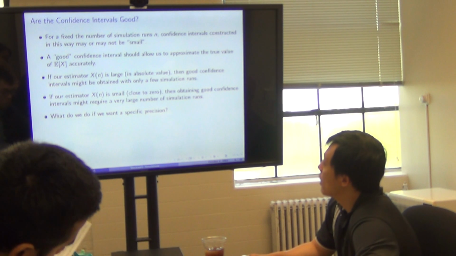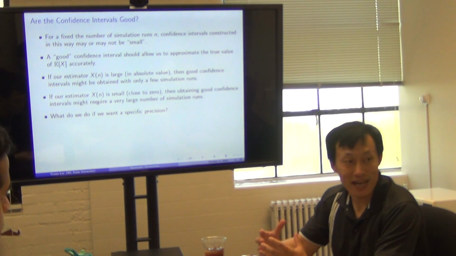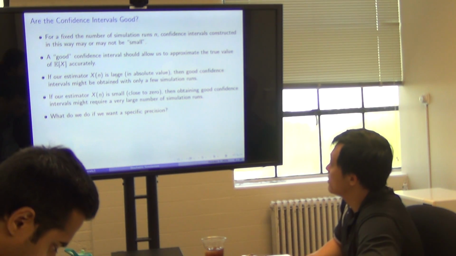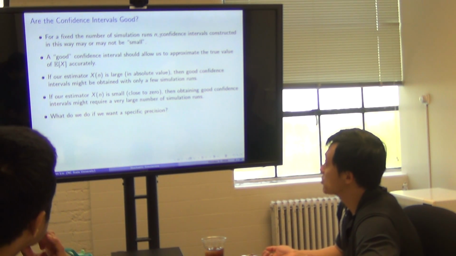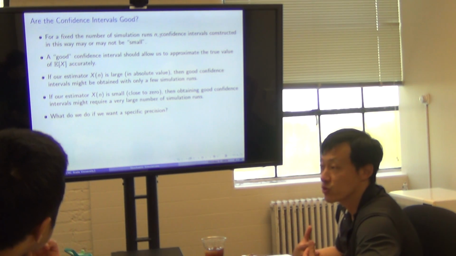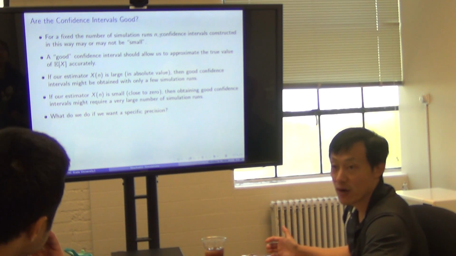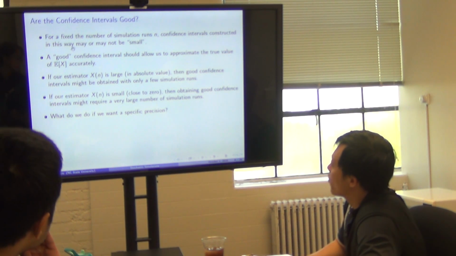Here are the issues. Are the confidence intervals good enough, meaning, are they small enough? For a fixed number of simulation runs, let's say this is your simulation budget. We call it a simulation budget because we want to interpret this as some kind of computation resource, like I have this many machines, or this amount of time to run a machine. The confidence interval is constructed in a way that may or may not be small.